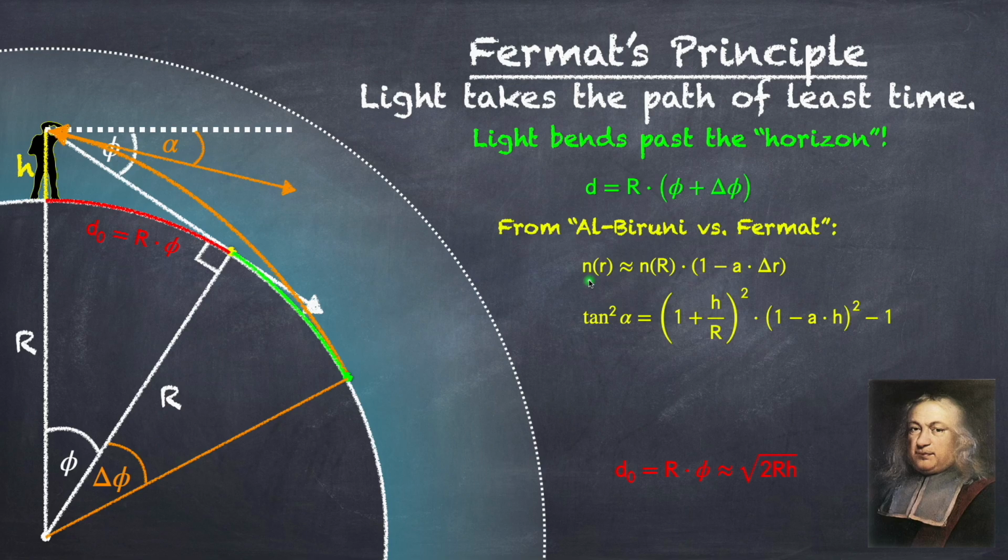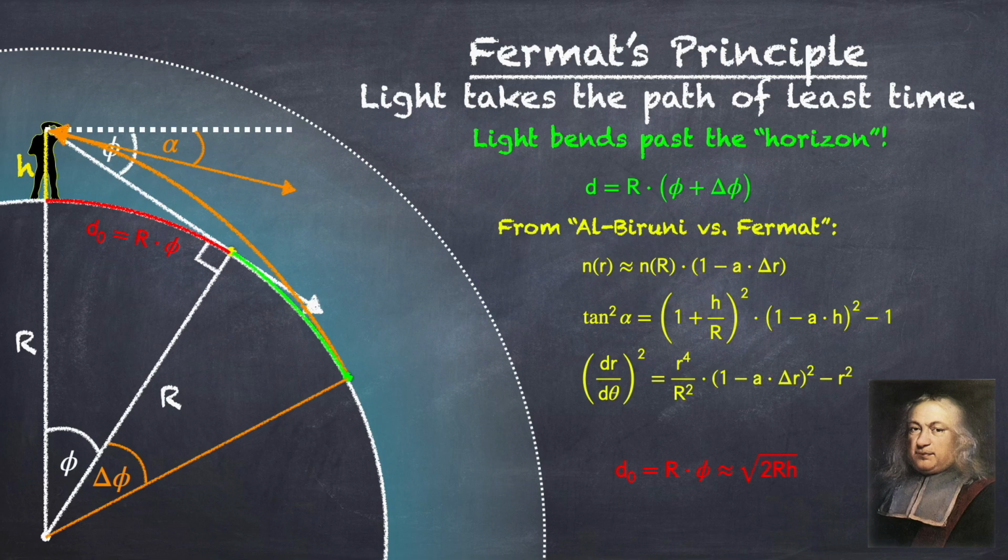If you don't know, the speed of light in a medium is the speed of light in a vacuum divided by the index of refraction. So as we did in Al-Biruni versus Fermat, we're going to use this expression for the index of refraction, which says that it's equal to the index of refraction at the surface of the Earth times this factor 1 minus A times delta R, where A is a number that depends on the properties of the atmosphere, and delta R is the distance above the surface of the Earth.